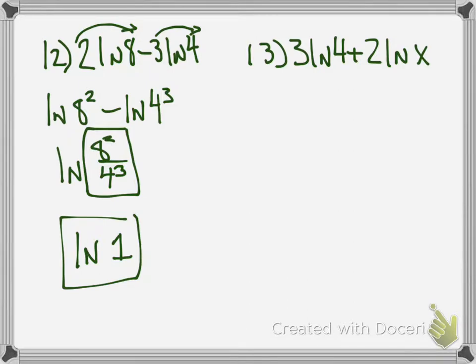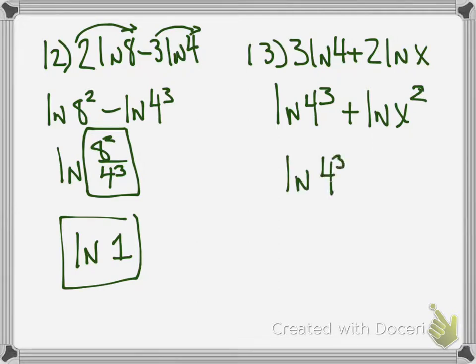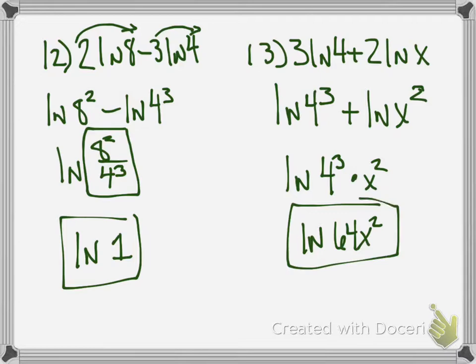Over here, again, same thing. Bring the numbers that are in front inside. Plus natural log of x squared. And then go ahead and combine them by multiplying. So natural log of 4 cubed times x squared. And 4 cubed is 64. So I can write that as natural log of 64x squared. Again, very simple, nothing difficult. Should hopefully be fairly easy.